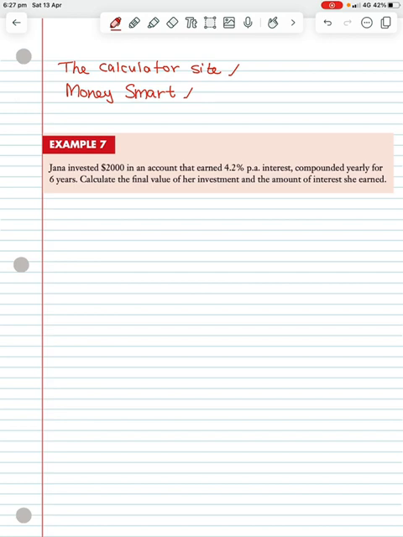Jana invested $2,000 in an account that earned 4.2% per annum interest, compounded yearly for 6 years. Calculate the final value of her investment and the amount of interest she earns. Our principal amount is going to be $2,000. Interest is going to be 4.2%, and when we're using an online calculator, we don't actually need to convert this to a decimal. We also know that our time will be 6 years.